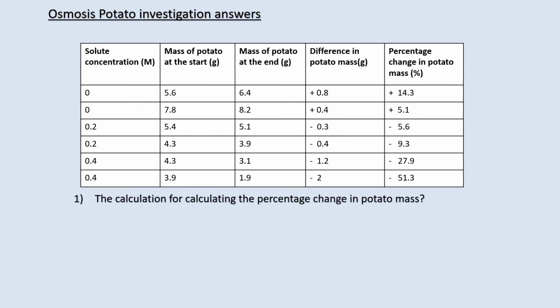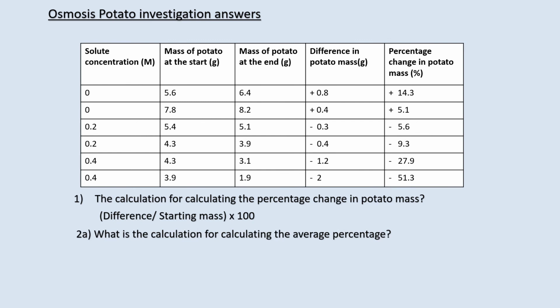For the next question, we have the calculation for calculating the percentage change in potato mass. So that's just asking you how you would do it, and you probably would want this noted in your jar. So you would have written that you put your difference in potato mass, you divide it by your mass at the start, and then you press equals, and then you times it by 100. So your difference divided by your starting mass times by 100. It's important that you know how to work out a percentage change in anything because it is a common question.